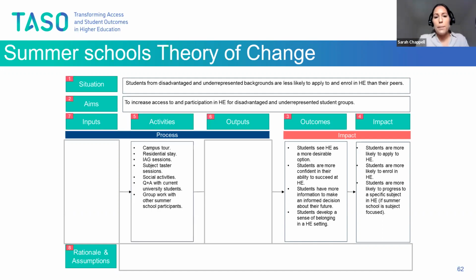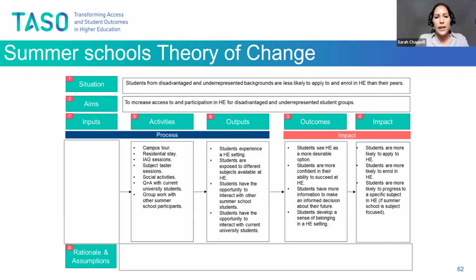And to achieve that impact, we need particular activities. So again, these might be familiar to you in terms of what a summer school could be made up of: a campus tour, actually staying overnight in accommodation, various information and guidance sessions, some subject tasters, for example, lectures of particular subjects, Q&As with current university students and other group work so that they can get to know their fellow summer school attendees as well.